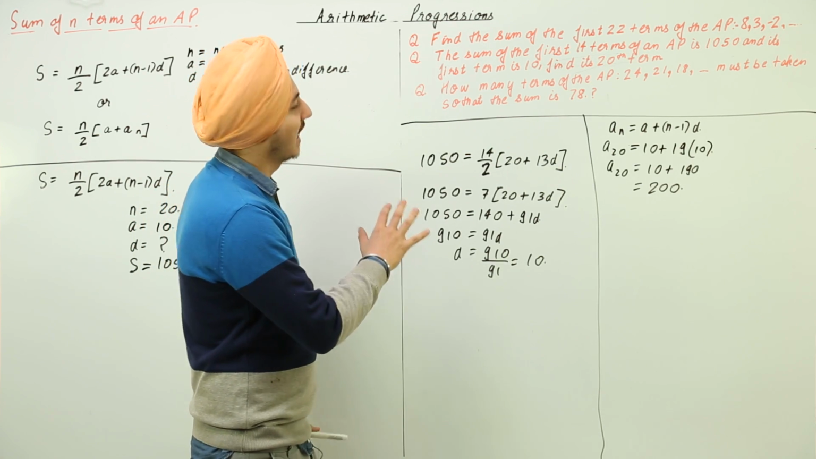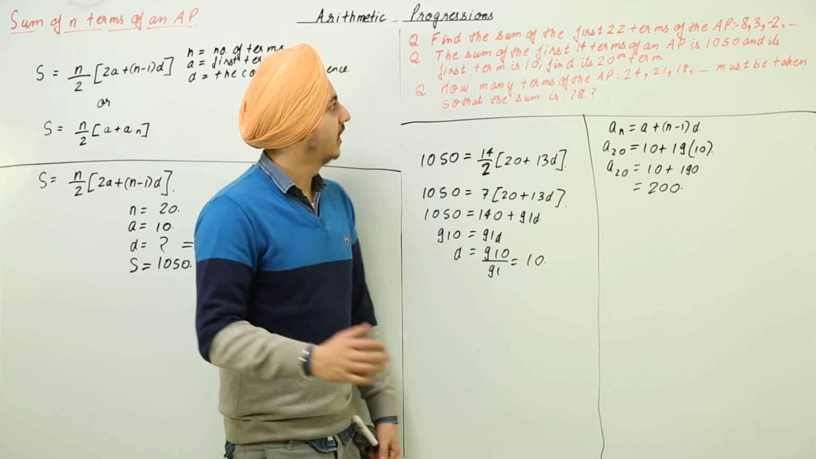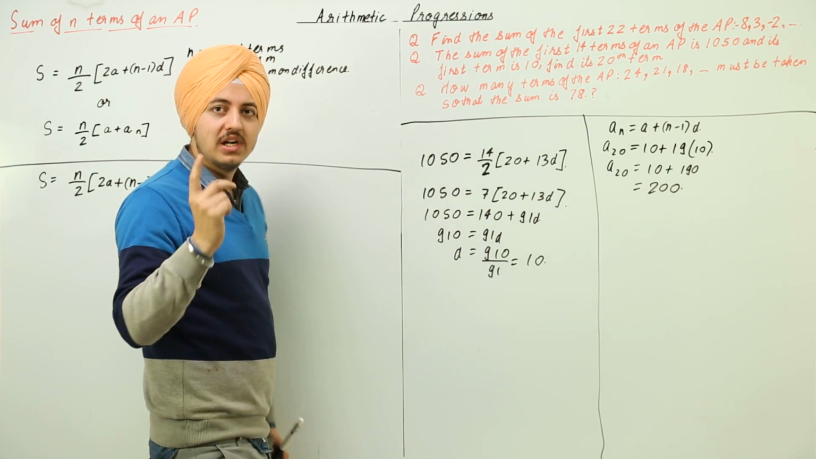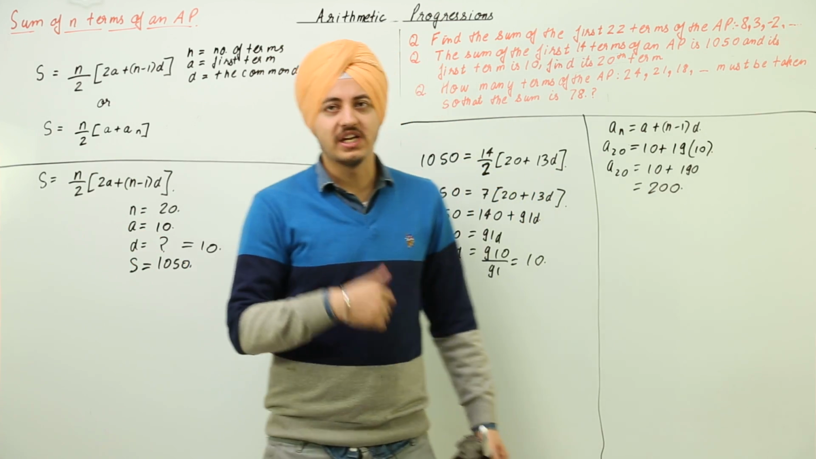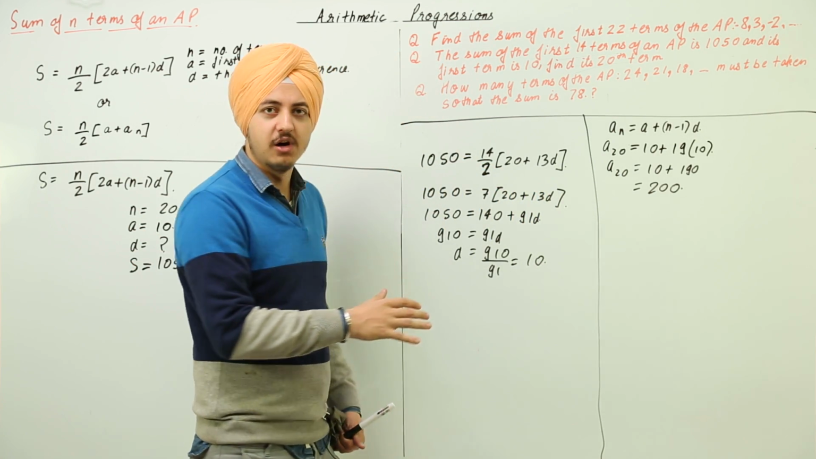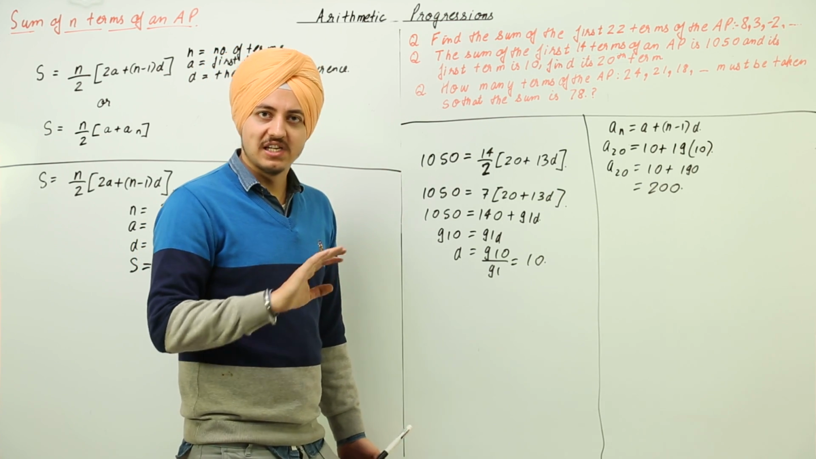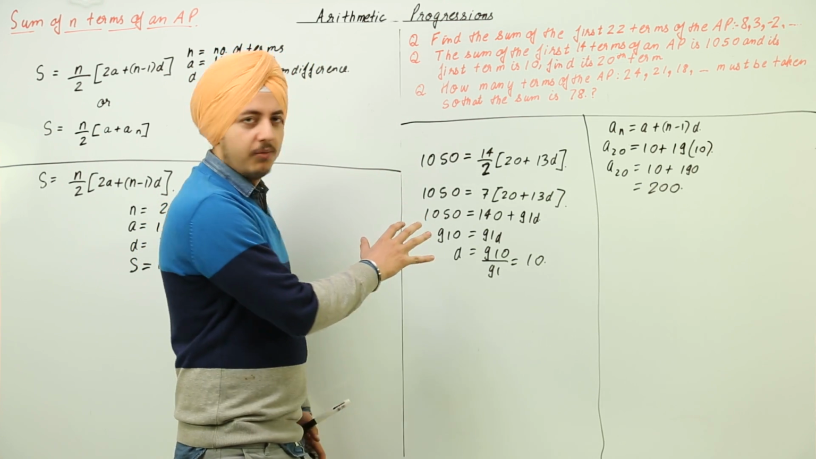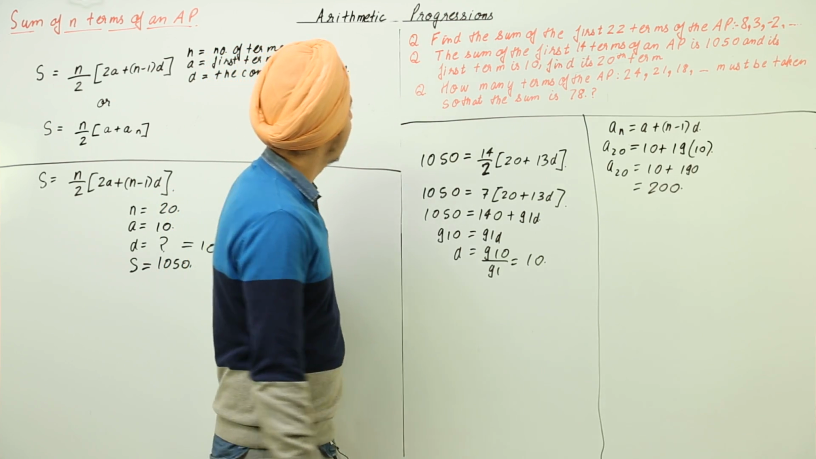Now this is again the other type of the question we can do. We just had one term missing, right? We just had d missing. We found out d, and using that d we can find out any term of that AP or sum of any n terms of that AP. Is that clear? Now I hope you've noted down this question. If you've not, pause the video. I am erasing this again.